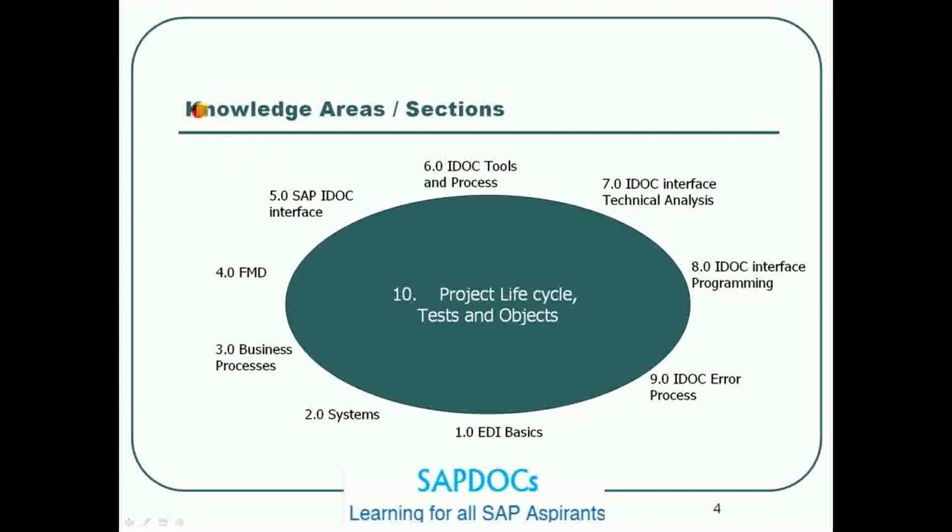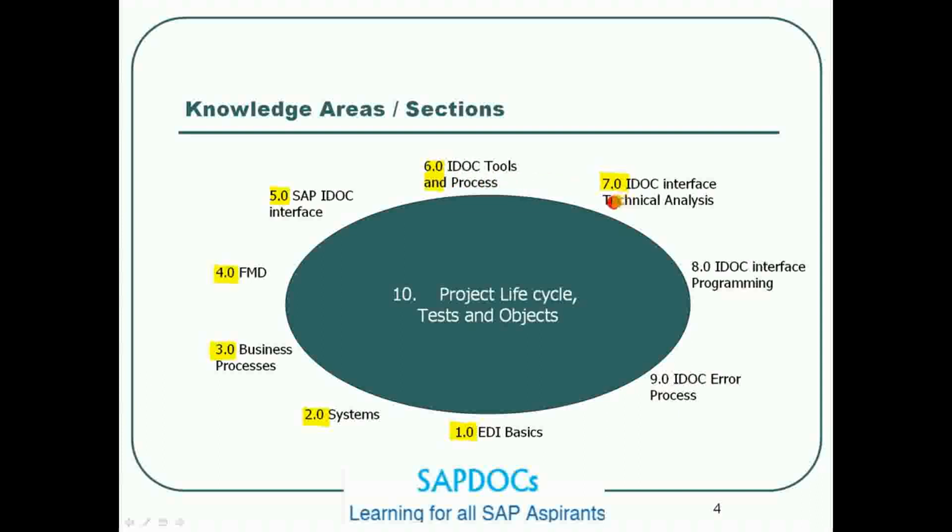The knowledge areas or sections this course covers. It starts with EDI basics, where I talk about what EDI is all about, and the next slides have a bit more. After that, I go to systems. What are the systems involved in the EDI? Business processes that get impacted. Field mapping documents, how to map the IDOC to EDI. Then SAP IDOC interface, and what the different things are in that particular section. IDOC tools and processes.